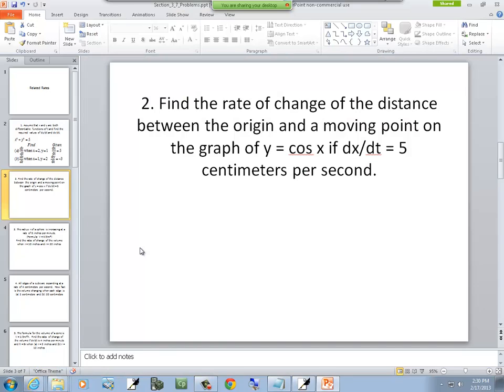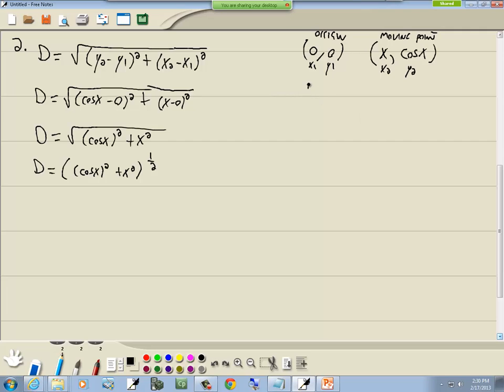Well, they also tell us dx/dt is equal to 5. So dx/dt is equal to 5. Now we're going to take the derivative of everything where it's sitting with respect to t. So we'll take the derivative of capital D with respect to t. And I should have written that a little bit differently. There we go. And we'll take the derivative of this side with respect to t.